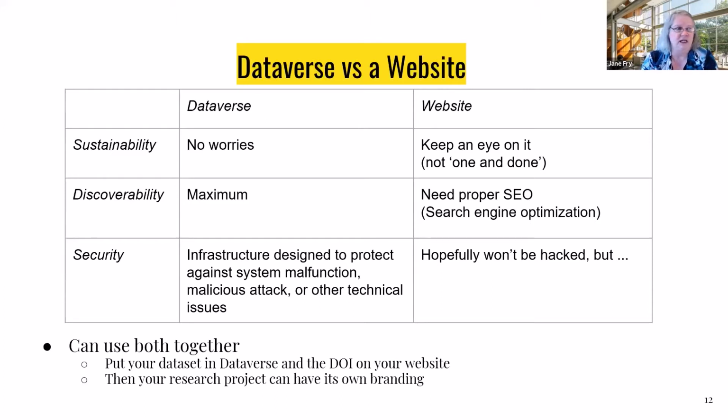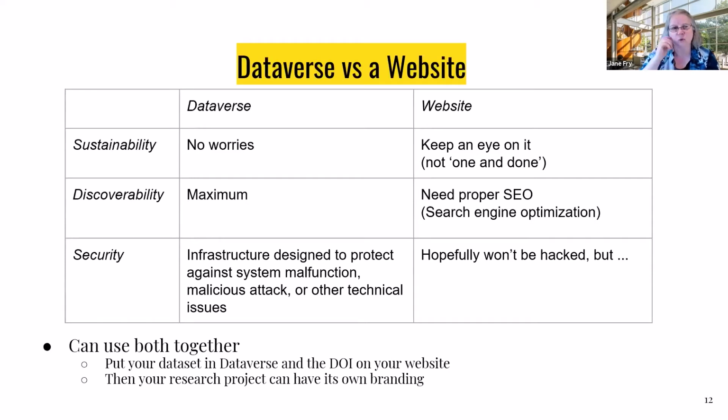When it comes to discoverability of your data set, if you put it into Dataverse, then you will have maximum discoverability, as I mentioned on an earlier slide. Whereas if your data set is on a website, then you have to make sure when your website is set up that you have the proper SEO, or search engine optimization, for maximum discoverability. The third thing to look at is the security of your data set. On Dataverse, the infrastructure is designed to protect against system malfunction, malicious attack, or other technical issues. Whereas if your data set is on a website, hopefully it won't be hacked. However, you can't be absolutely sure about that.